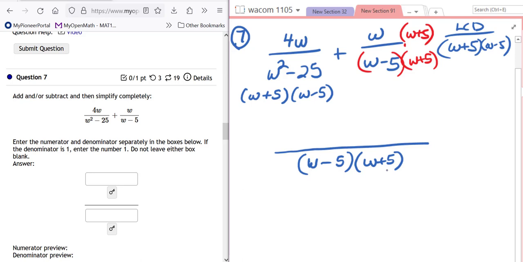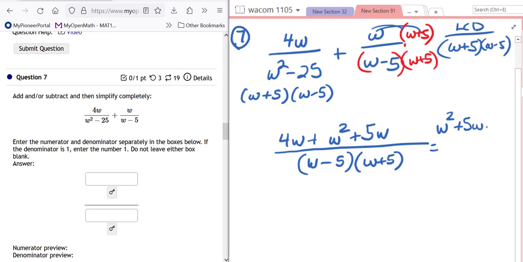But we combine numerators, so they have to multiply out. First one is good. It's already multiplied out. So 4W. This one we're going to get a W squared, and it was plus here. Kind of watch that. Plus 5W. Right, so I am going to reorder that and factor it.